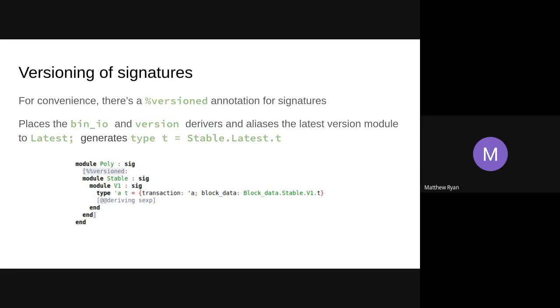We also provide a deriver for signatures, so that in the same way that you can define your version types in structures in modules, you can also define them on your signatures, and those matching annotations will do the corresponding manipulations so that the signature matches.